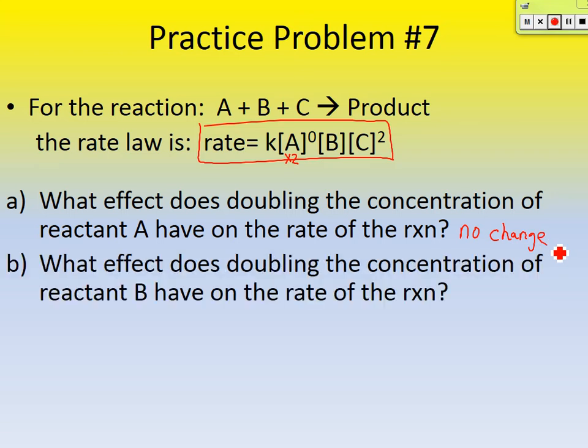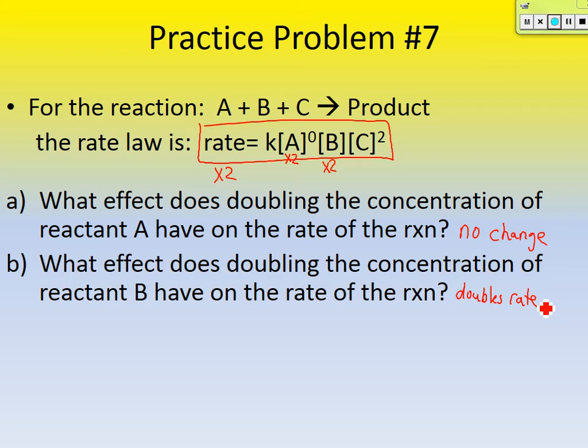Okay, let's go to part B. It says, what effect does doubling the concentration of reactant B have on the rate of the reaction? Good. So now we're at reactant B. If we double this one, raise it to the first power, that's also going to double the rate. So I'm just going to put it doubles the rate. Remember, in first order, it's directly proportional. So if you double the concentration, you're going to double the rate.